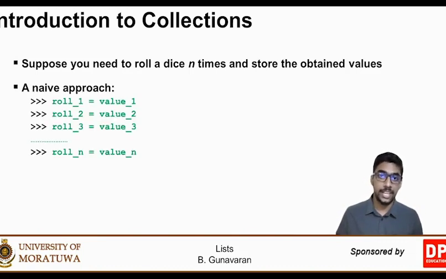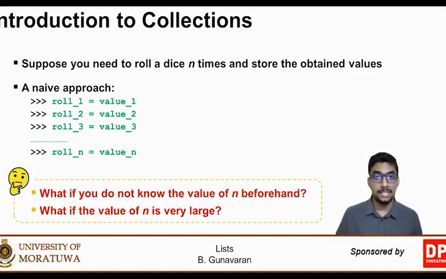A simple and straightforward approach is to use one variable per value of a roll. As shown here, you roll the dice once and store its value in the variable roll1. You roll the dice again, and you store its value in the variable roll2. You follow this pattern until the last roll. Now, do you see any problem with this approach? As many of you have guessed correctly, there are indeed several problems.